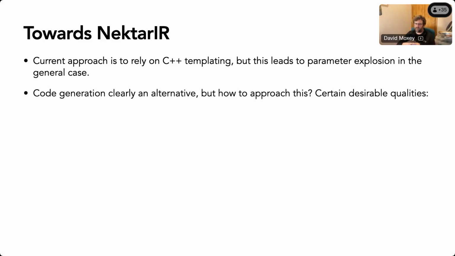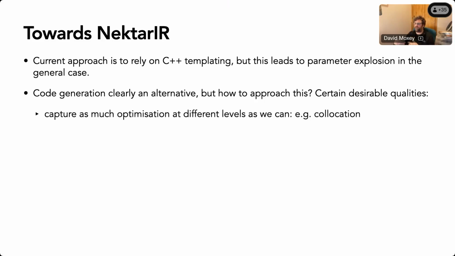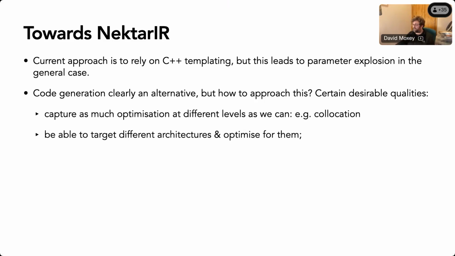And particularly kernel fusion, being able to chop and change code around, becomes quite difficult. So one could think about moving towards something like code generation, and we thought for a while about doing something like a source-to-source translation, which is used in very many other places in the finite element world. But we thought about what we wanted to achieve with that. Well, really, we want to capture as much optimization at different levels as we can. So, for example, that collocation property, we'd like to exploit that, knowing what we know at our particular domain level. We want to be able to target different architectures, and we want to potentially optimize for those.